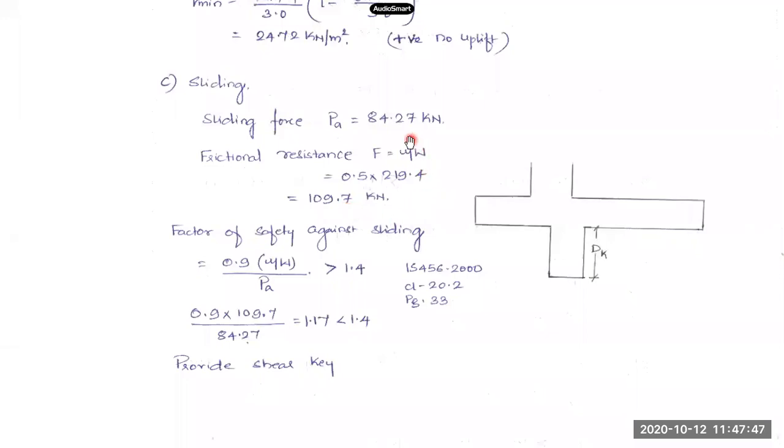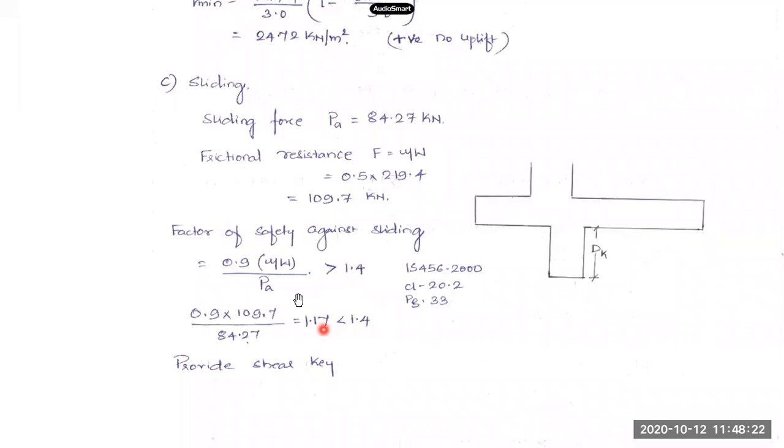And this is our force which is pushing the wall. It is because of this force the wall will slide. So we have to check the factor of safety between these two forces. Again, 0.9 into this frictional force divided by the sliding force PA should come out to be more than 1.4. If I take 0.9 times this 109.7 and divide it by 84.27, what it gives me is 1.17. So it is failing. It is not safe in sliding. It has to be more than 1.4.